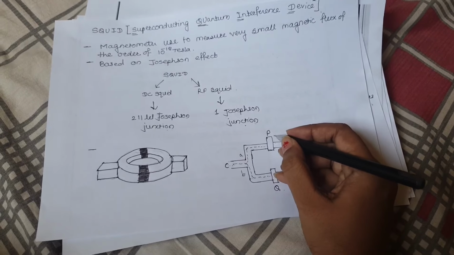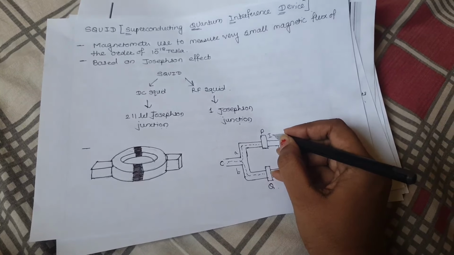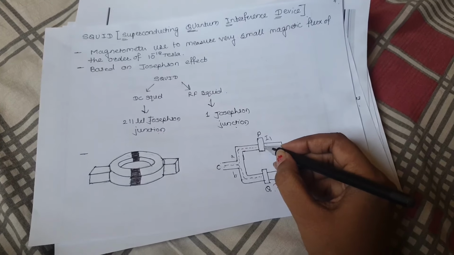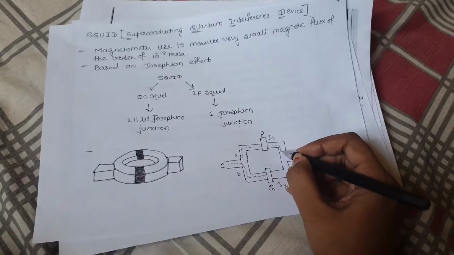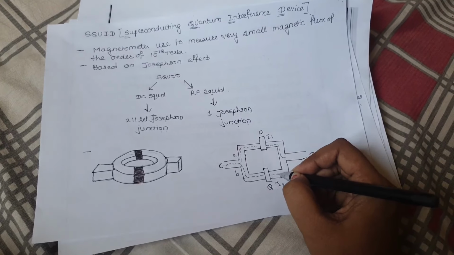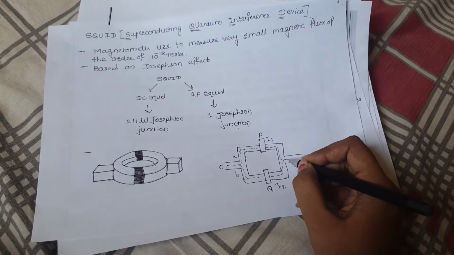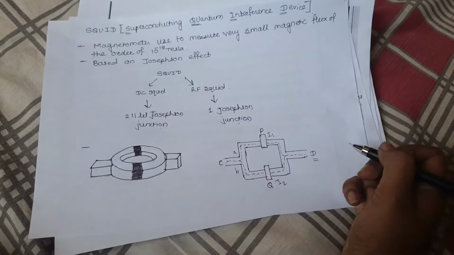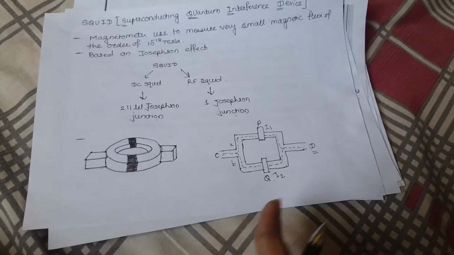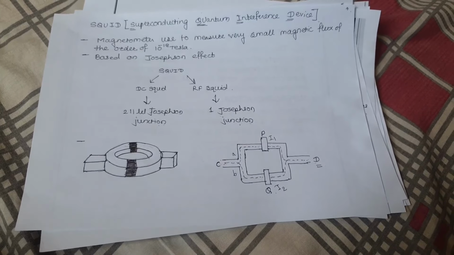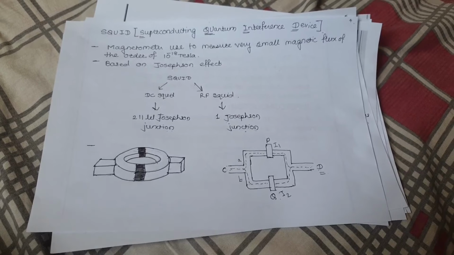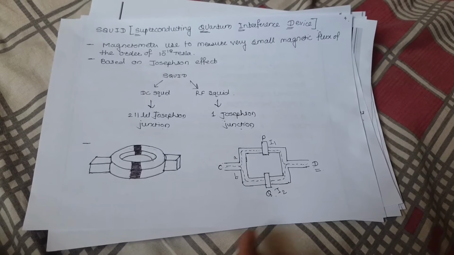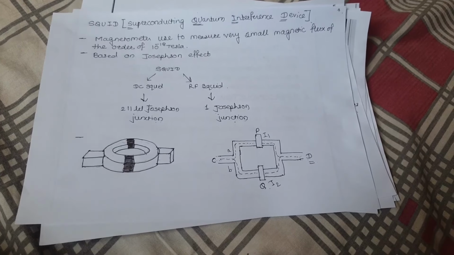After tunneling through junction P the current will be I1, and after tunneling through Q it will be I2. Then it comes together again at arm D. So the path of the current will be like this, where I1 and I2 are the currents tunneling through the Josephson junctions.